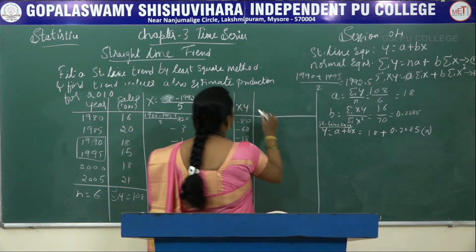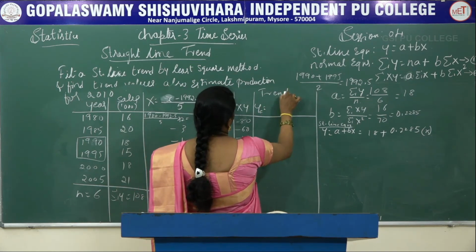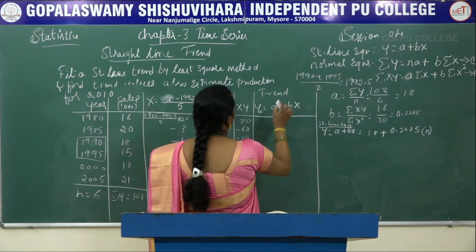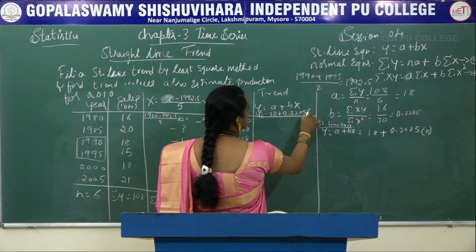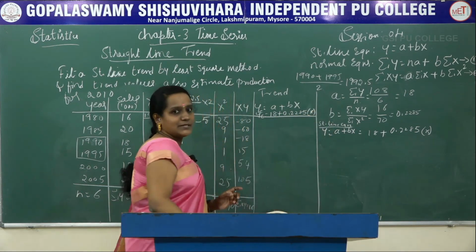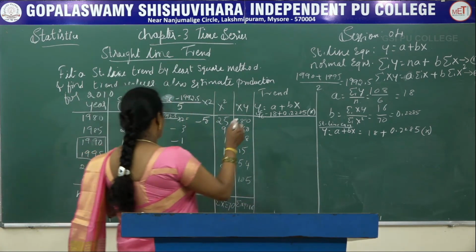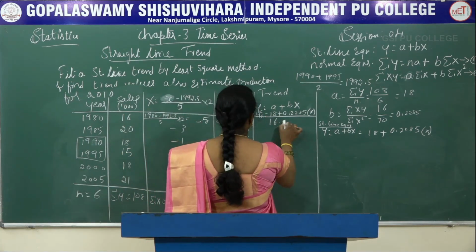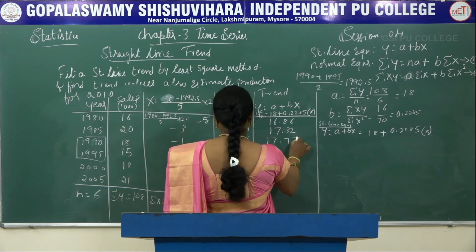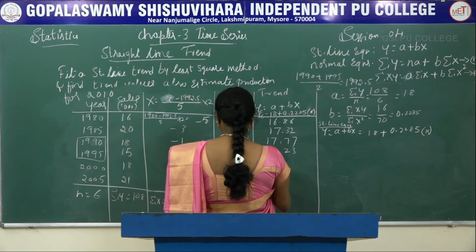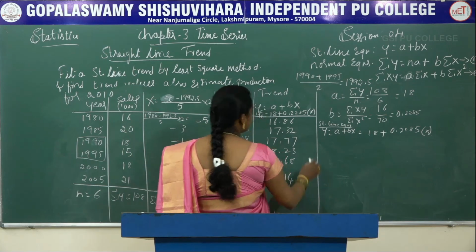After writing the straight line equation, we have to find the calculated or trend value. Trend value is a plus bx, or y calculated is 18 plus 0.2285 into x. In the last problem I showed you how to substitute the values. So the trend value column is like this: 16.86, 17.32, 17.77, 18.23, 18.68, 19.14.